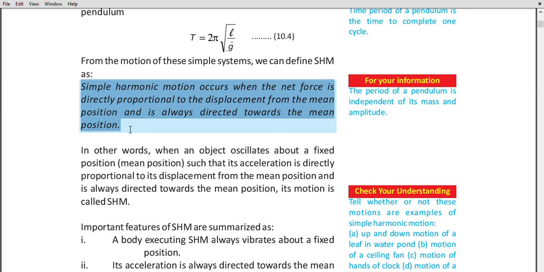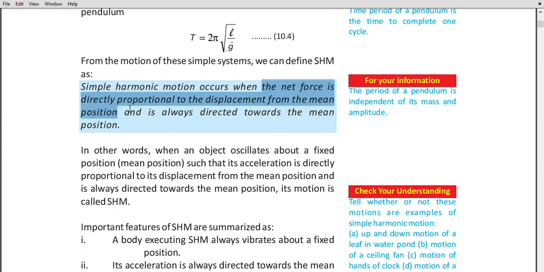You all know that vibratory motion is to and fro motion of an object, or back and forth motion of an object about the mean position. So simple harmonic motion is a special type of vibratory motion, so the body will be vibrating about the mean position. So why is it special? Because two things are happening here. The first one is the net force is directly proportional to the displacement from the mean position.